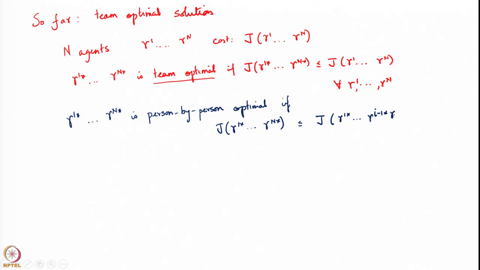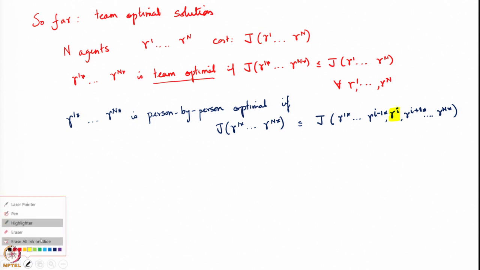notice what I am writing here. I have written the starred strategies for players 1 to i minus 1. Then for player i I will write a non-starred one, I will just write a gamma i here. Then for player i plus 1, I will again write a starred strategy, and all the way till player n, again the starred strategy. So, the remaining ones are starred, and the ith one is without the star.